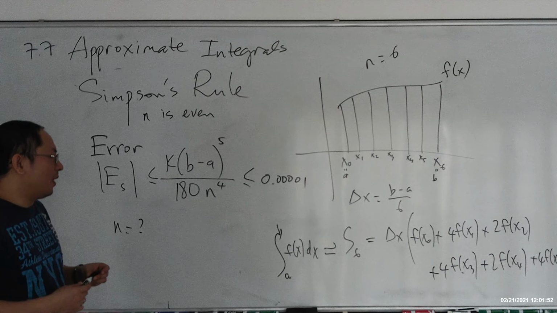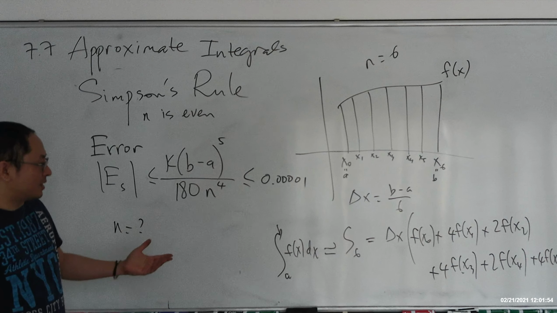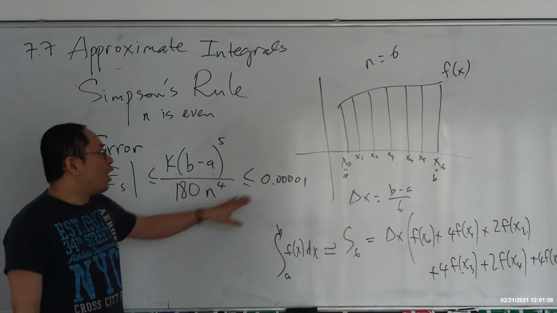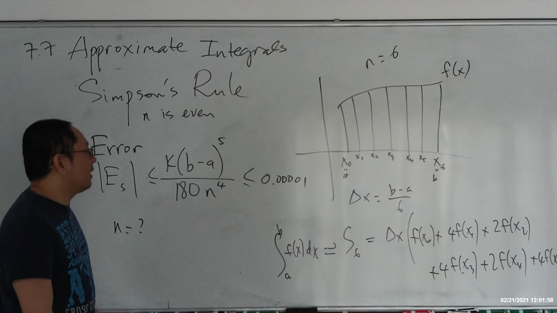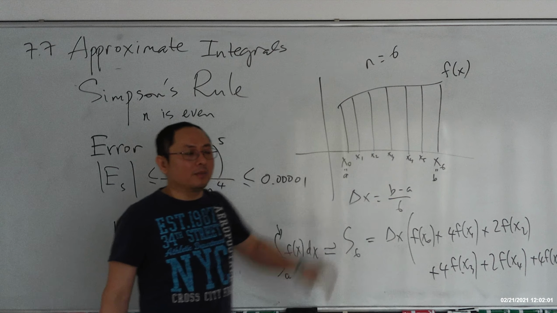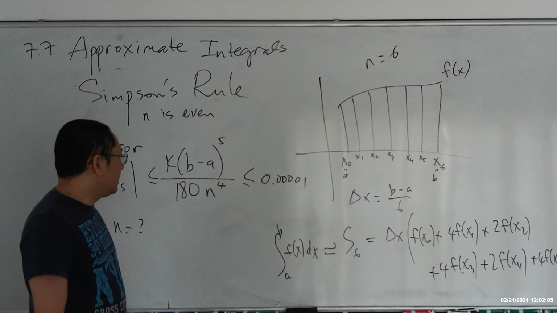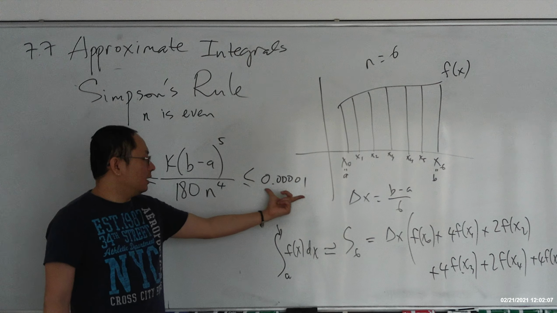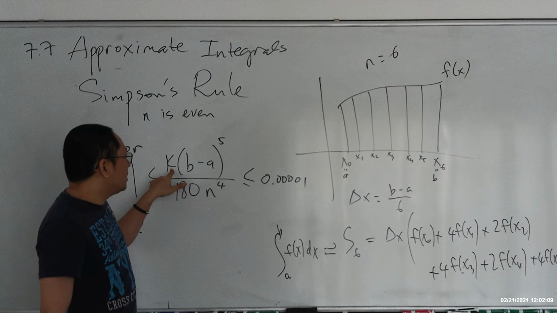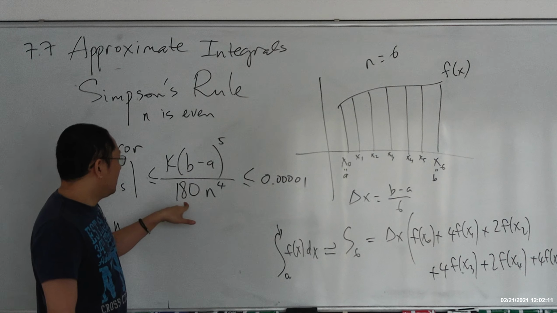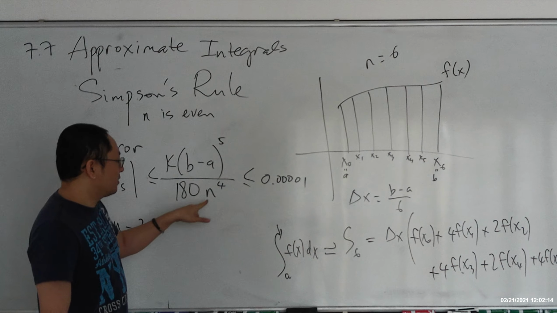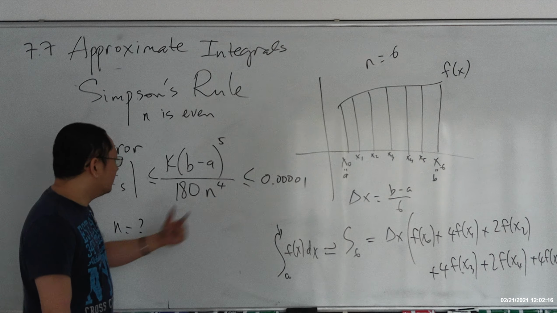Another way of saying this in everyday language: how many columns do I need so that my approximation of the area of that region has accuracy up to 5 decimals? So you plug into the formula. K is a constant you know already, b and a you know, and 180 is constant already. You can solve for n from here.